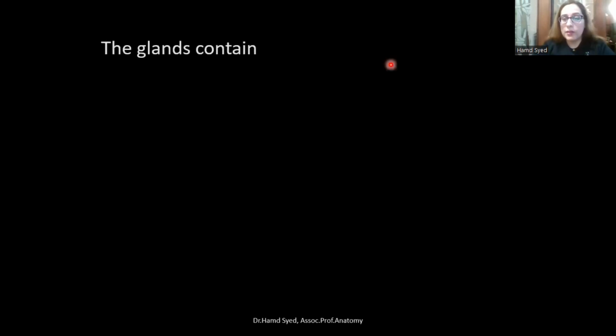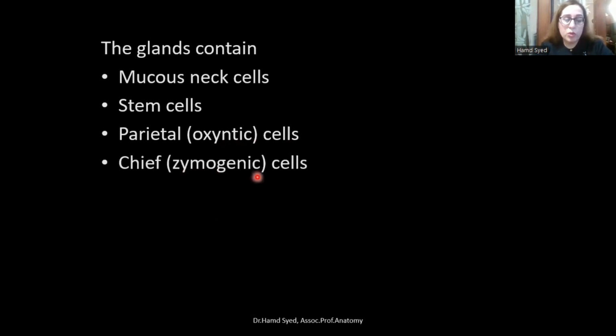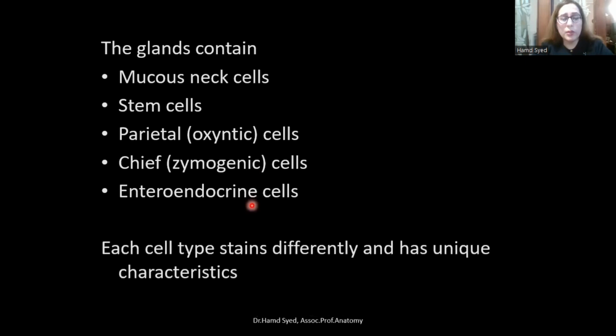The gastric glands also contain other cells. Now, what are the other cells which are present within the glands? Well, within the gastric glands, we have the mucous neck cells. And mucous neck cells, remember, are different from the surface mucous cells, which I just showed you, which were lining the gastric pits. The other types of cells within the gastric glands are stem cells, parietal cells, also known as oxyntic cells, the chief or zymogenic cells, and enteroendocrine cells. Now, each cell type has its specific property, a unique characteristic, and it also stains differently.